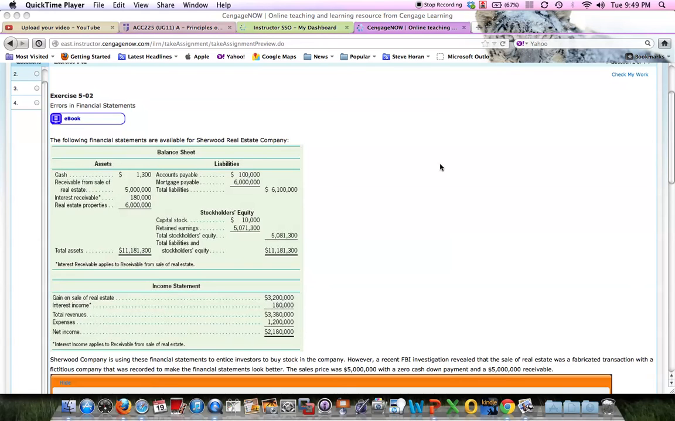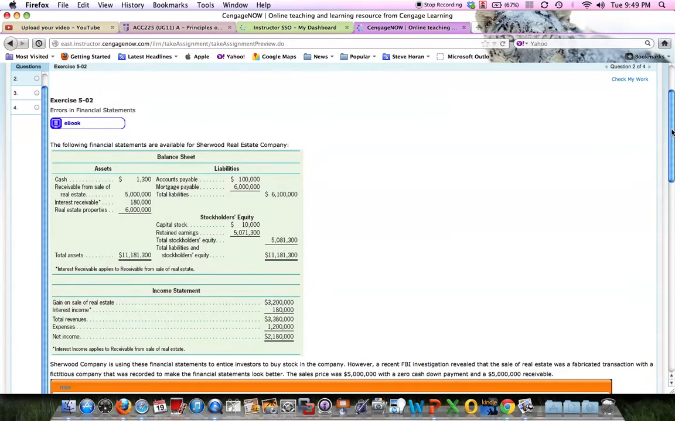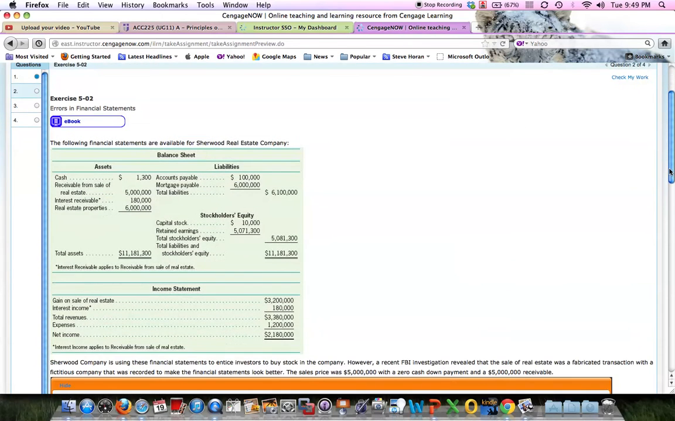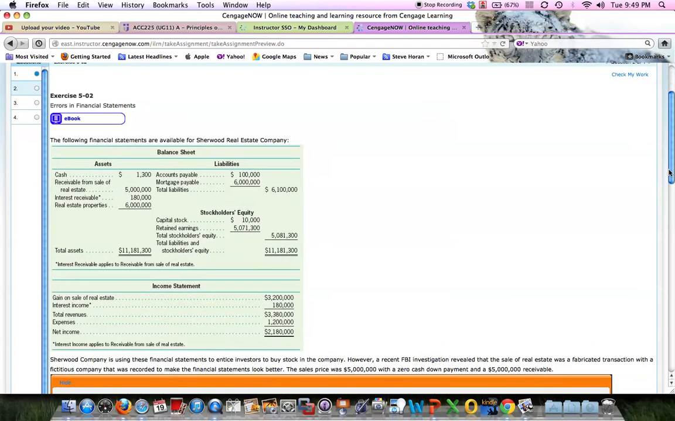Well, I was asked to review and give some comments on this specific problem that you see on your screen right here, which came from the Chapter 5 homework problems assignment. It's question 2, which is exercise 5-02. A couple different students have asked me questions about it, and I did not have time to cover it in the WebEx that I did today. So I just want to make sure everybody had the chance to get some comments about it.